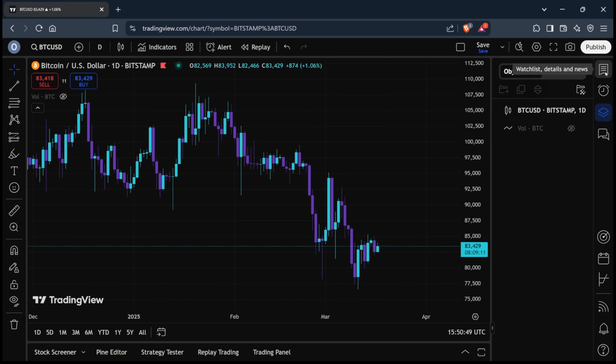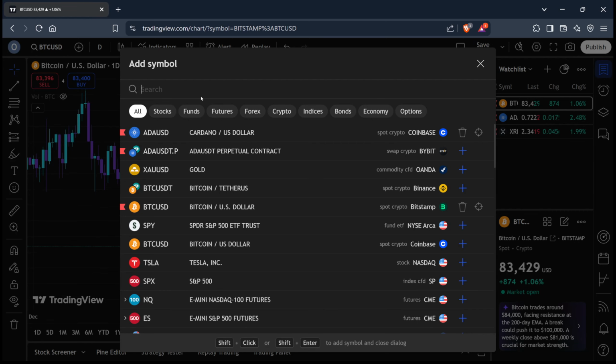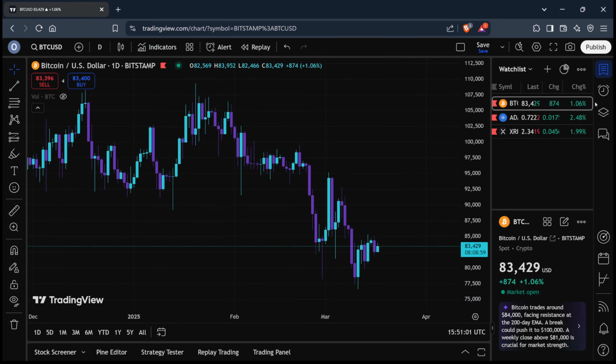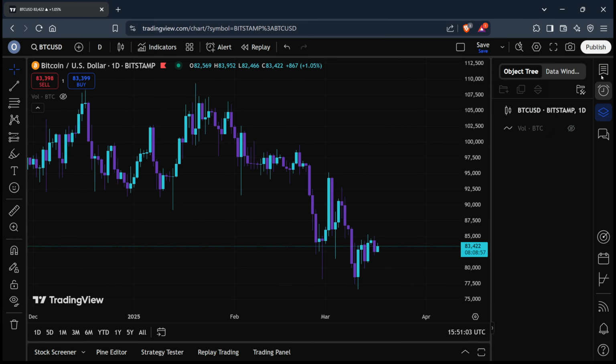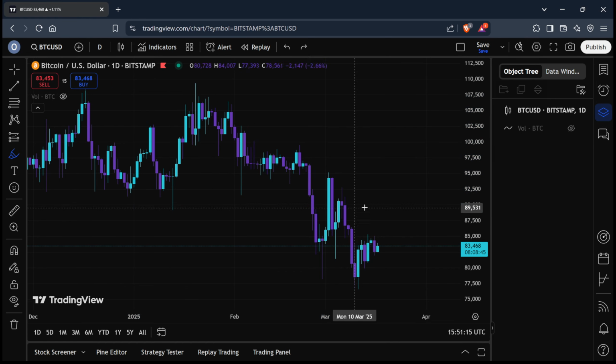Understanding that this is your object tree and your watch list. So, these are the coins that you want to watch. If you want to add new coins to your watch list, you do it through here and this thing pops up. You type in the search what you want to add. And then anything that you add to your chart, you come down here to your object tree in your data window, and anything that you add to your chart, whether it be one of these lines or if you're just scribbling on here, it'll all appear over there on the right. And then this is the time frame, and this is the asset that you're looking at.